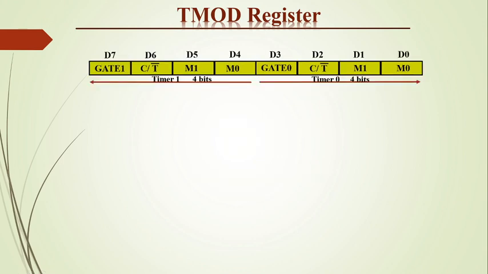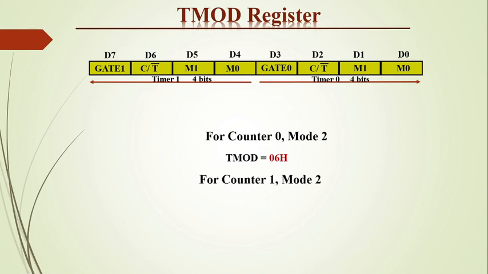If we want to use the counter in mode 2, then we have to use the value 06H for counter 0, and for counter 1 in mode 2 we have to use the value 60H.